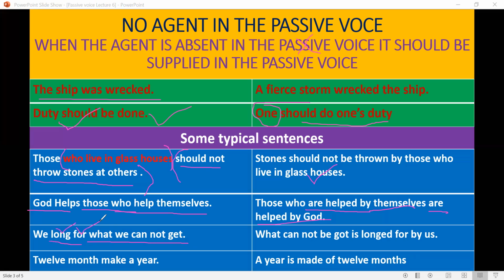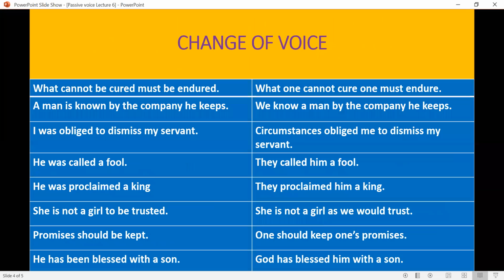There are some words from which the preposition cannot be separated, as we have read earlier in one of the lectures. "Twelve months make a year." A year is made of twelve months. So these are the sentences in which idioms have been used. We make passive voice of these sentences as examples have been given in this presentation.